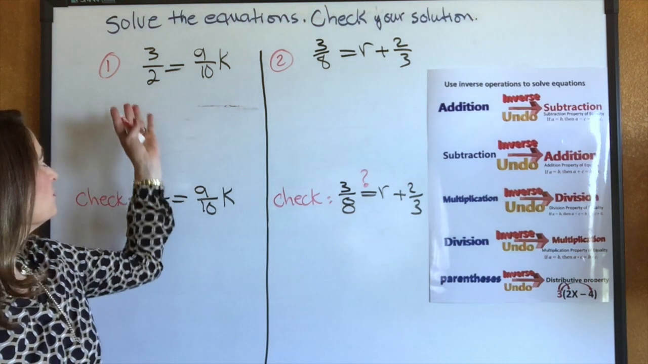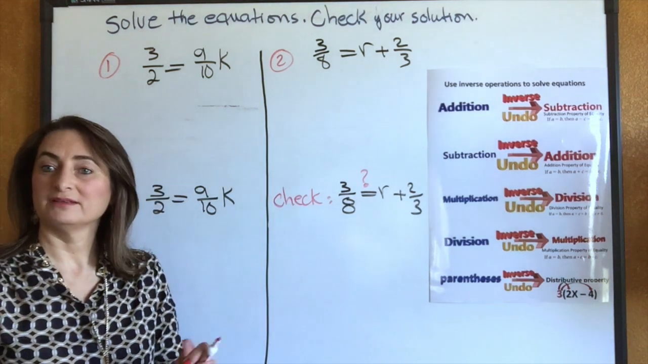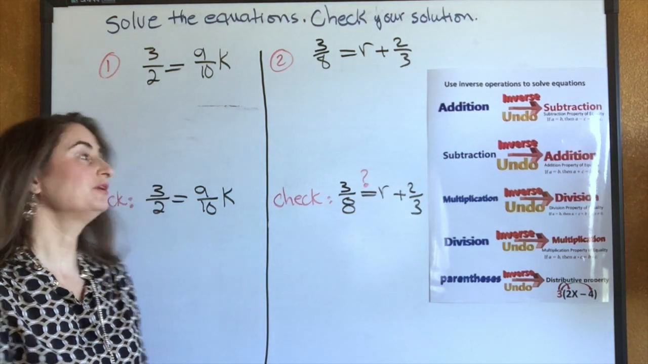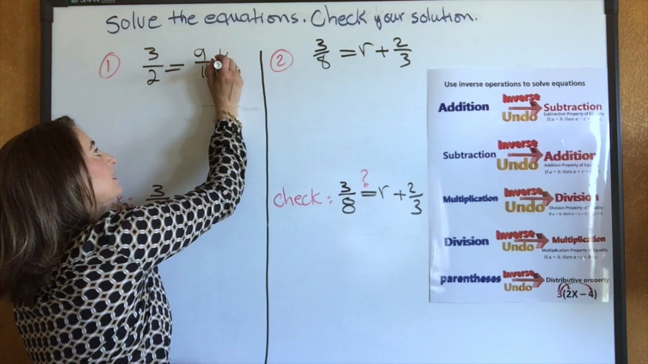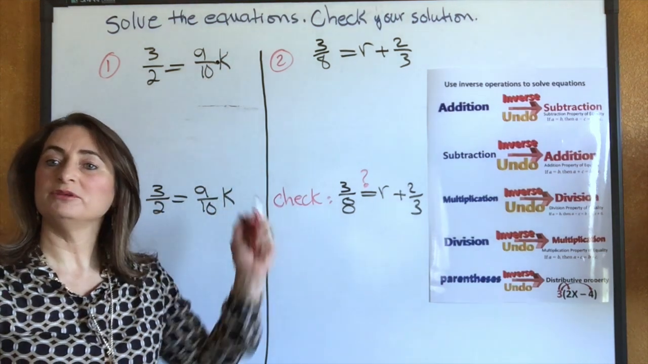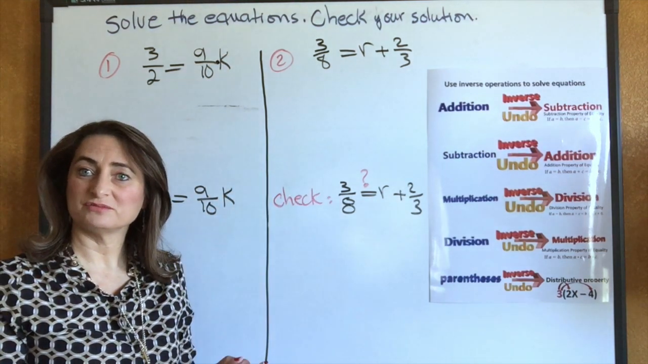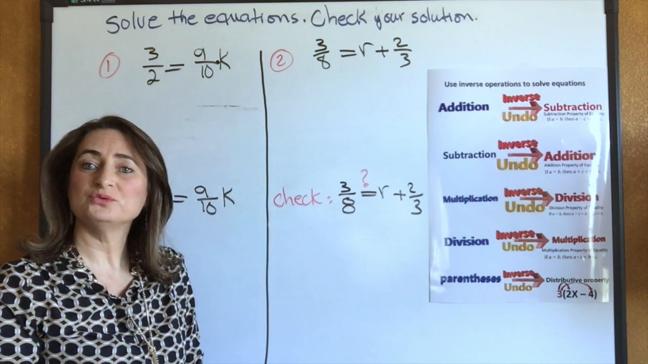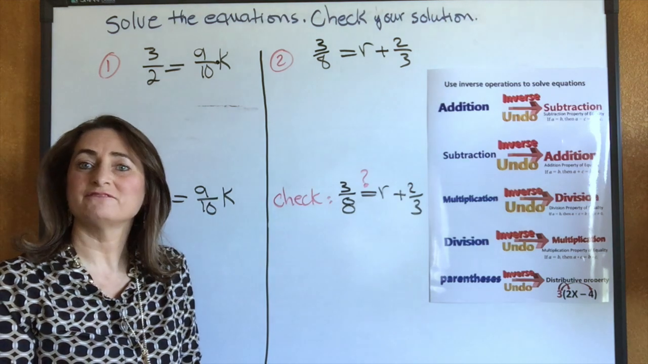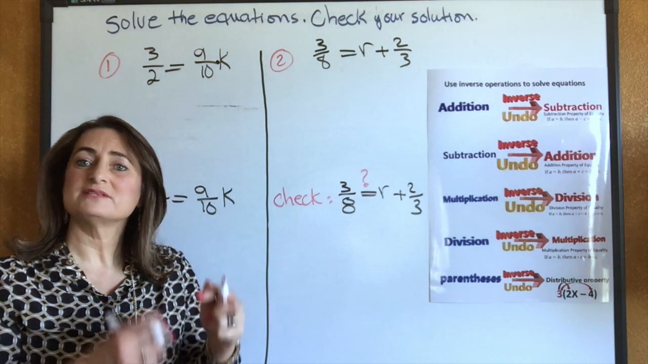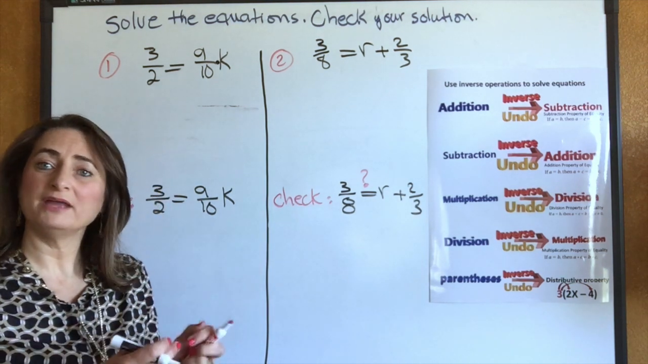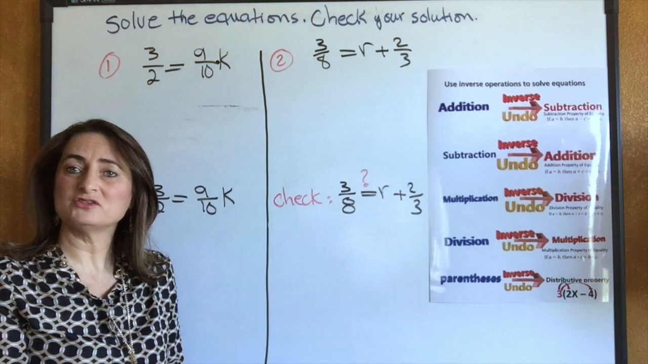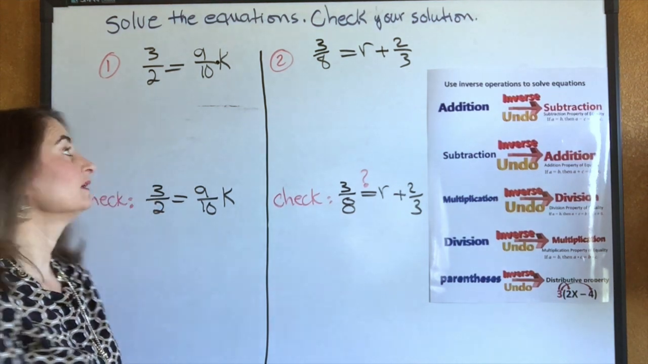The first one is 3 over 2 equals 9/10 times k. Okay, remember if there's nothing in the middle, put a dot, which means multiply. Now we know if we multiply, the inverse operation is division, but if the coefficient is a fraction, use the reciprocal to get rid of that fraction. And reciprocal is flip that fraction. So multiply by the reciprocal, because any number times its reciprocal equals 1.